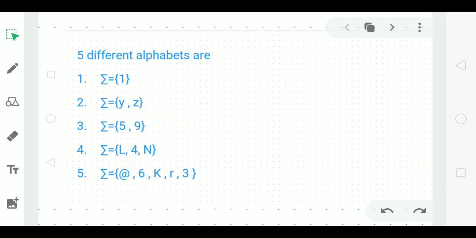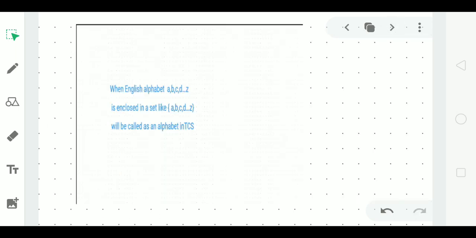When the English language alphabet is represented by a set, that will be treated as a TCS alphabet, which has a finite 26 symbols. That is, English alphabets are nothing but a TCS alphabet also, if enclosed in set notation.